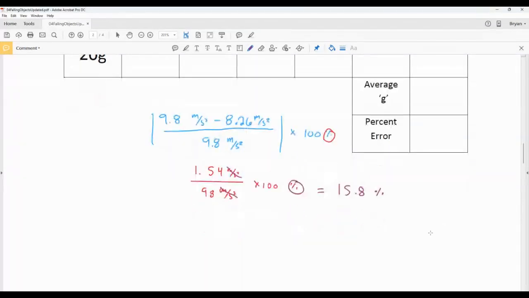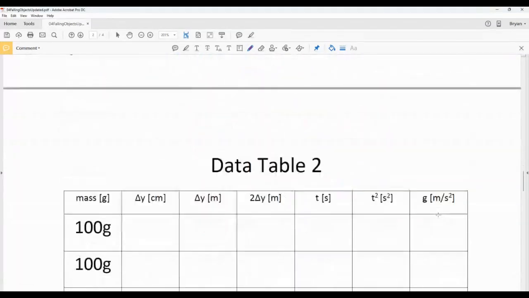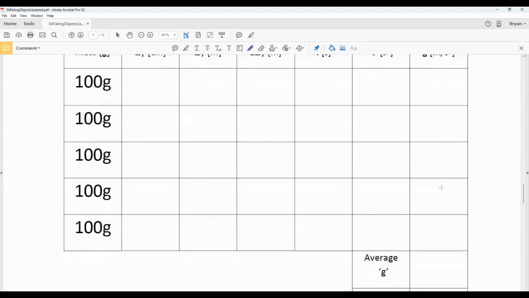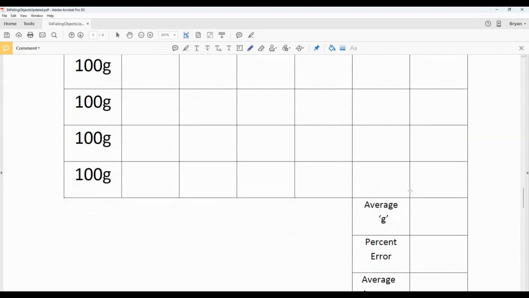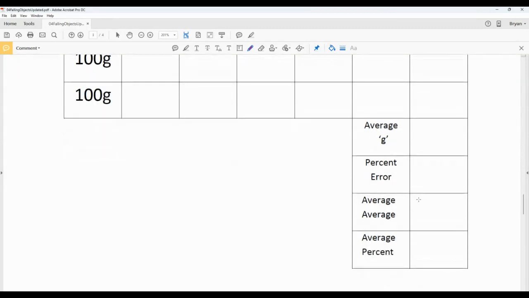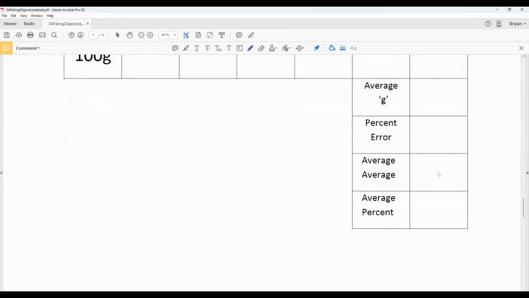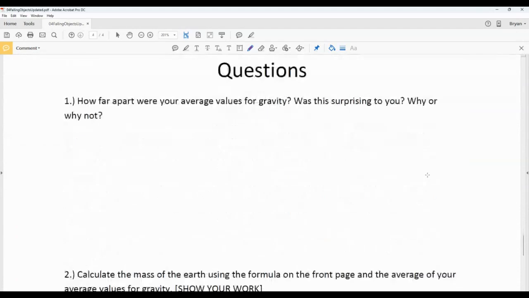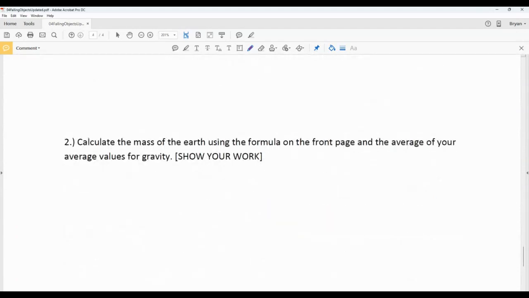Okay, so that process would be repeated for another object, 100 grams. In theory, gravity should be pretty much the same. Well, in theory, it should be perfect. In practice, we don't want to be too far off, but sometimes different people run the timer, different luck for how things draw. I don't know. We end up with some kind of random numbers sometimes. In the end, you'd find the average of your averages and the average of your percent. And then one final question at the end.